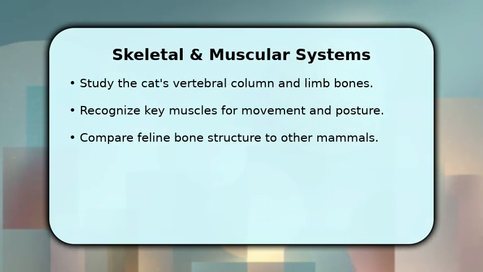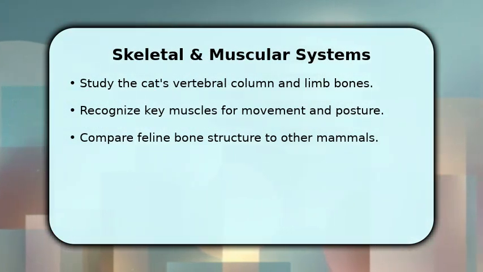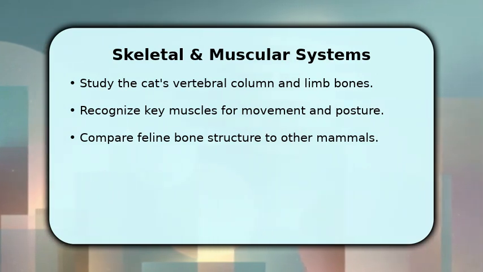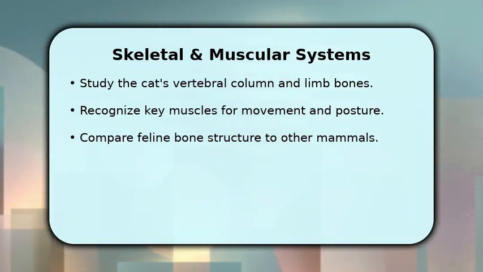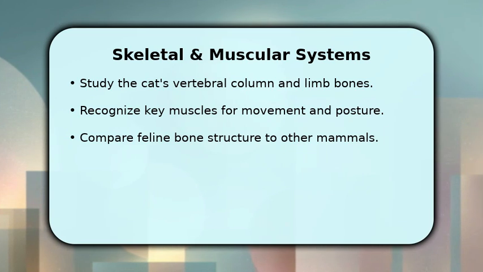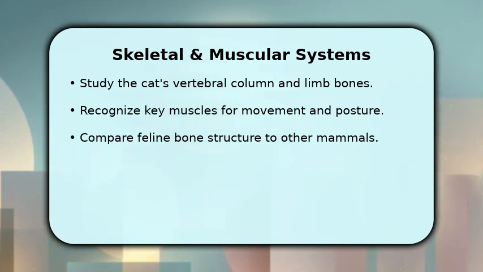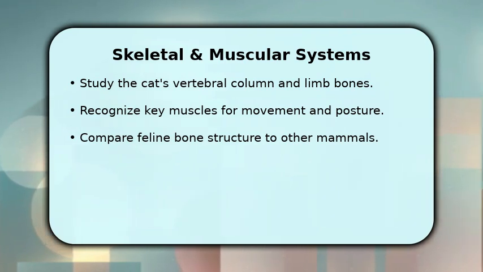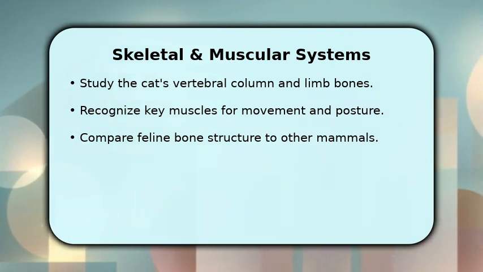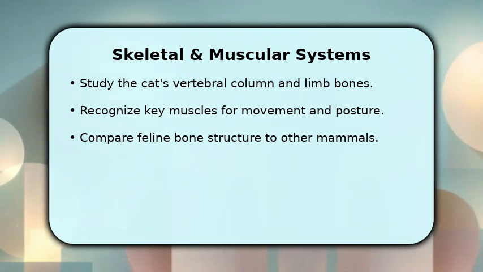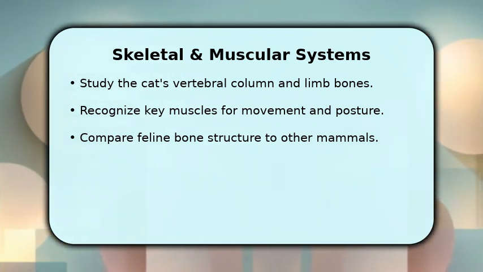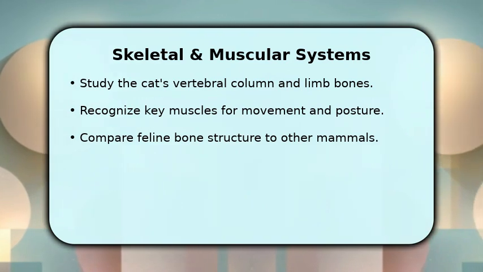Delving into the skeletal system, identify the major bones like the skull, vertebrae, and limb bones. Then, move to the muscular system, learning how muscles like the biceps and triceps work in conjunction with the skeleton. Use diagrams and models to visualize these structures. Understanding their interplay is crucial for comprehending feline movement and agility.